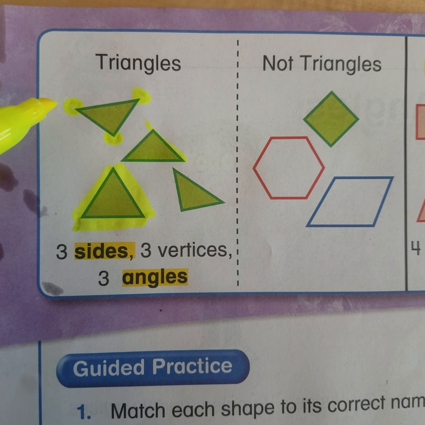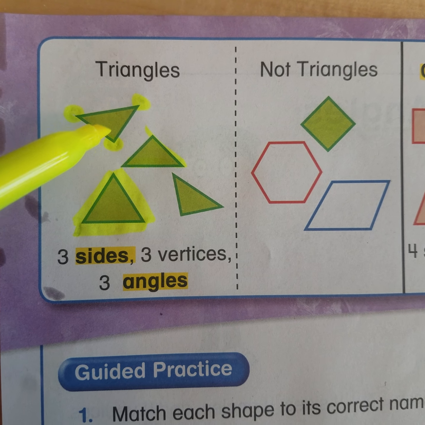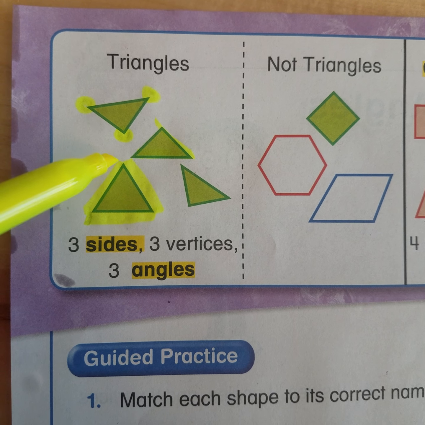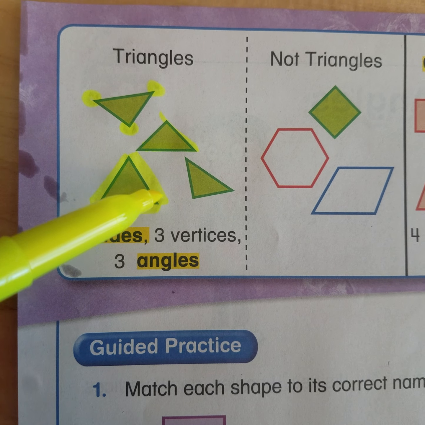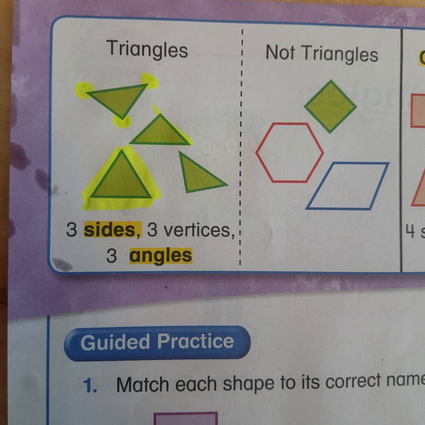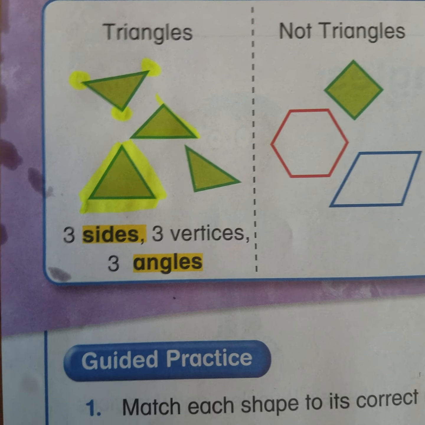Okay, now I have outlined some of these for you. So the vertices I have as dots. So there are 3 vertices in a triangle. There are 3 sides in a triangle. Those are the sides, the long lines. And there are 3 angles, which is something we may not be as familiar with.